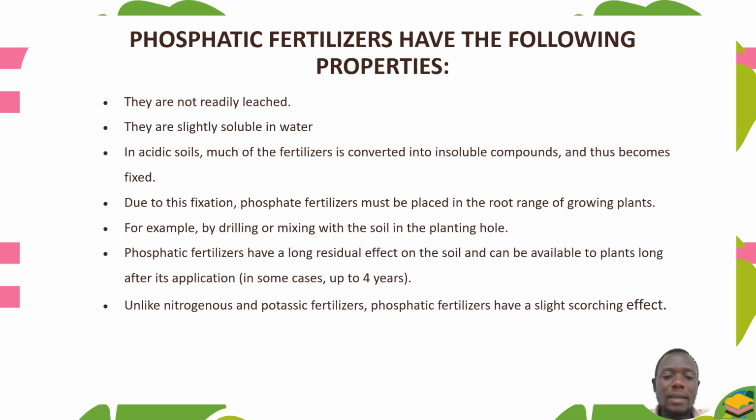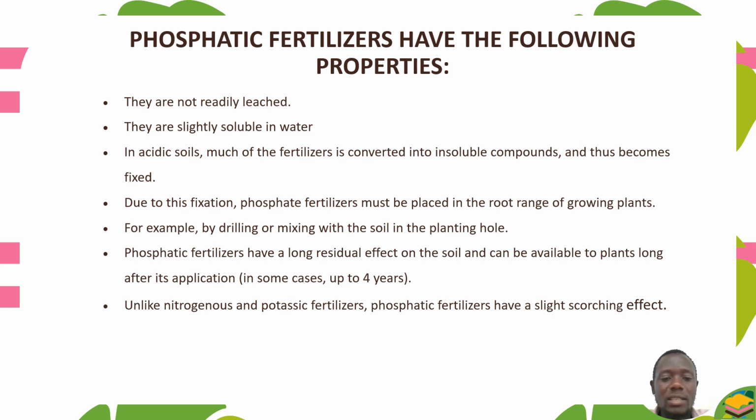Phosphatic fertilizers have a long residual effect. What it means is after you apply, it takes a lot of time to release nutrients. It releases nutrients for a long period of time. In some cases it can take up to 4 years still releasing the nutrients. So that's what it means by having a long residual effect.